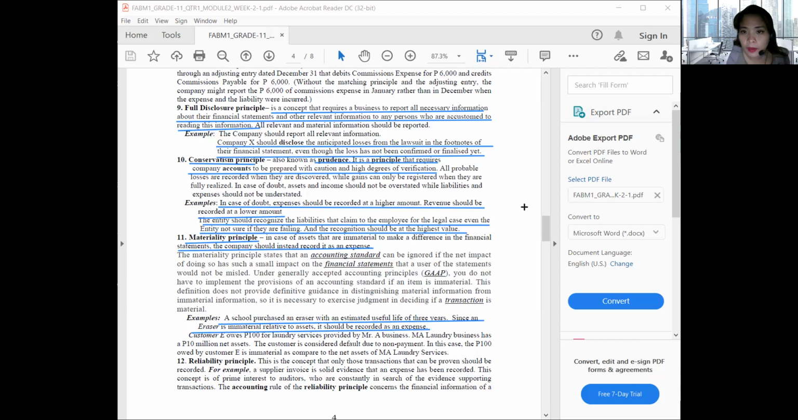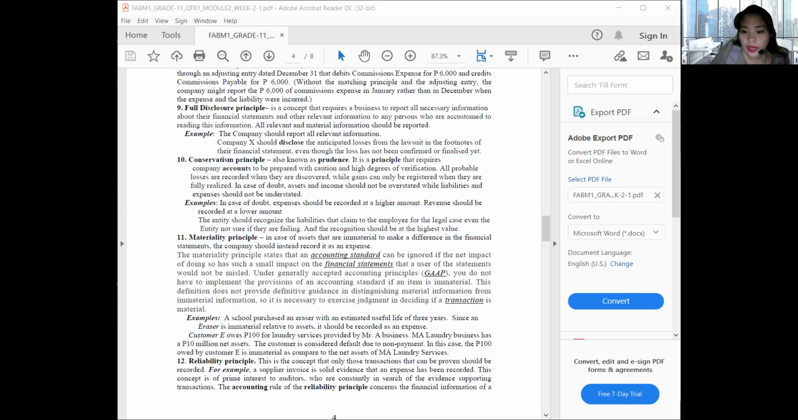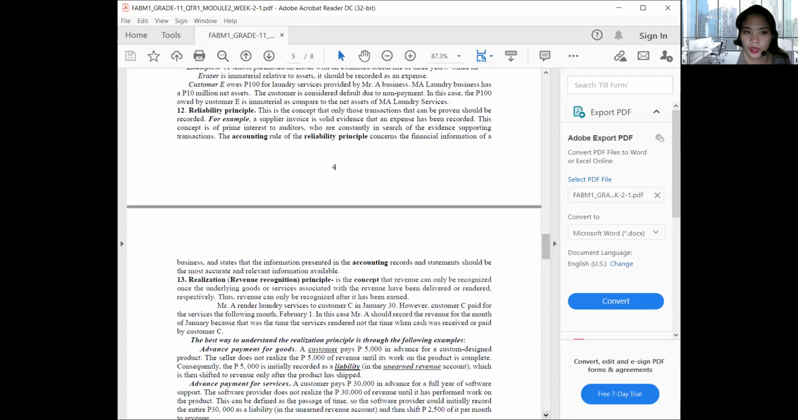Okay? Kasi lalo na kapag nagtuturo ka, di ba? It should be considered as an expense kasi ginagamit yan ng teacher. Though it's quite different now kasi we are having pandemic. Okay?